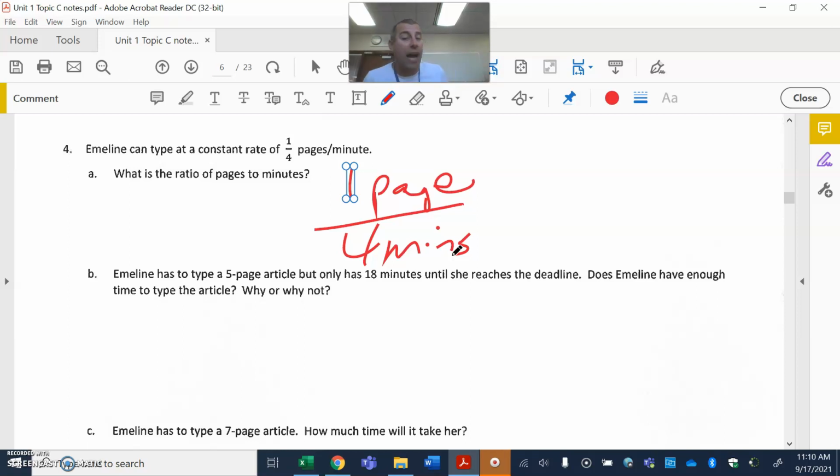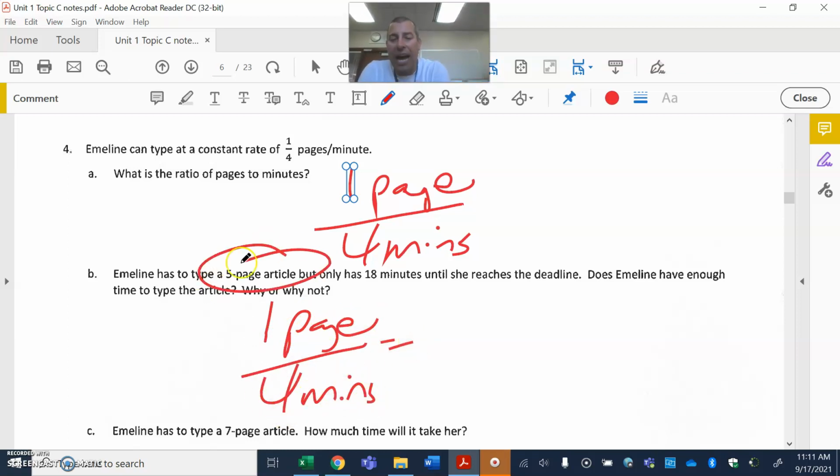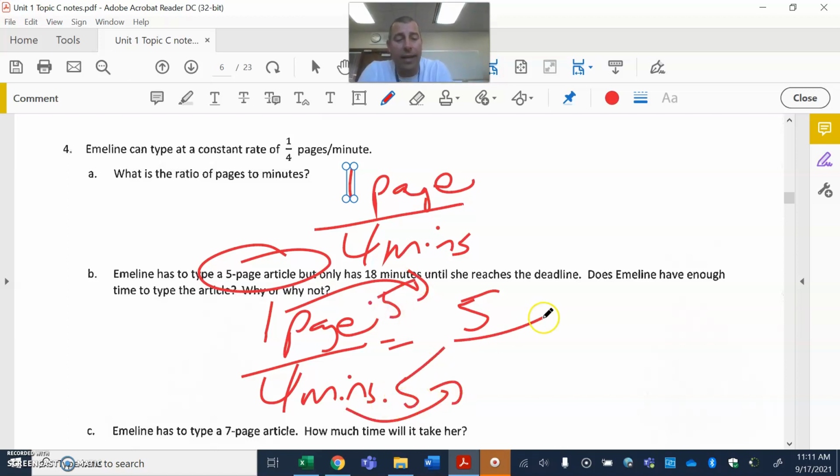Emmeline has to type a 5-page article, but only has 18 minutes until she reaches the deadline. Does Emmeline have enough time to type the article? Well, I know it's 1 page for the 4 minutes. We've got a 5-page article, so I'm going to put the 5 up top because that's where the pages are. Don't worry about the 18 yet. We don't want to just stuff everything in there. Let's see how long it takes to do the 5 pages, and then we can compare. So 1 times 5 is 5. We're going to multiply. I'm going to get a 20. So it's going to take 20 minutes.